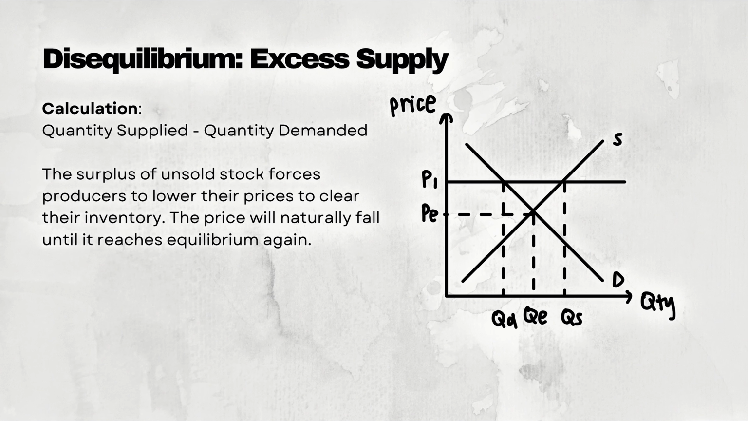So the same logic applies here. This is the quantity supplied minus the quantity demanded, which is here. And the red line here represents excess supply. The surplus of unsold stock will force the producers to lower their prices to clear the inventory. And then the price will naturally fall until it reaches the equilibrium again at QE.